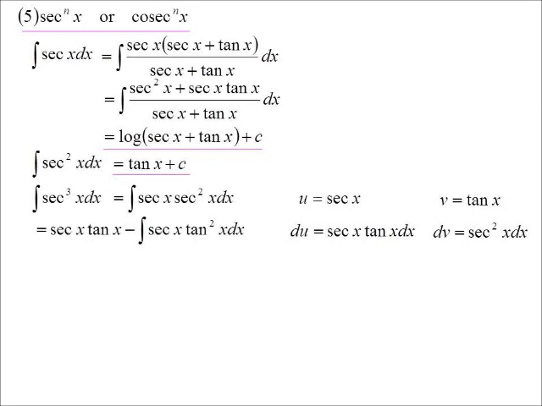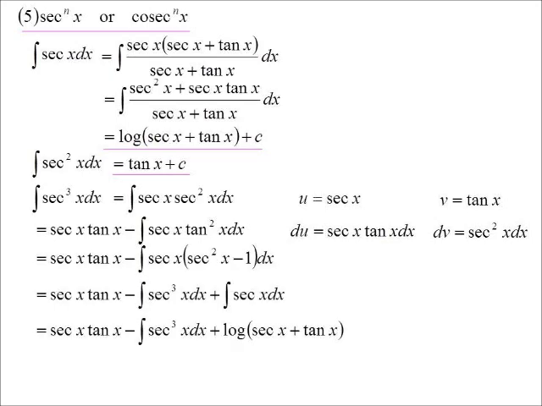So uv minus integral of v du, but now v du is sec x times tan squared x. Okay, so the tan squared I'm now going to change to sec squared minus 1. That now makes it the integral of sec cubed plus integral of sec. Well, integral of sec I know, that's the log of sec plus tan. I've got integral minus integral of sec cubed. Well, that's what I'm trying to find.